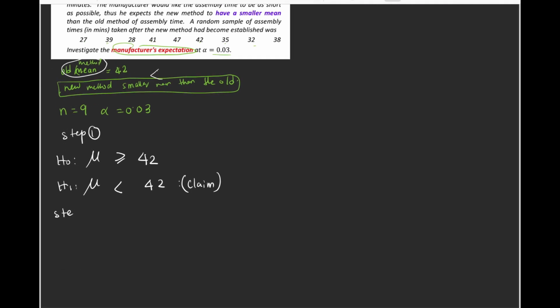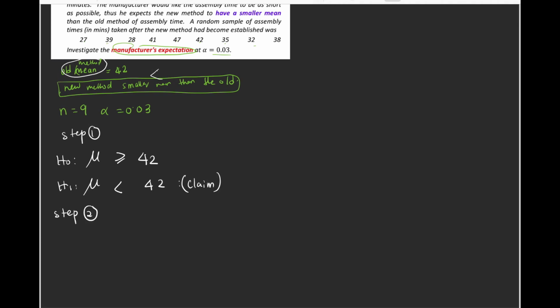So how do you write down the hypothesis? H null, H1. It said that the new method is smaller, less than. Is less than H null or H1? H1. So the mean is mu. So what is the value of this mu? Here the old method is 42. So mu is less than 42. This is the manufacturer's expectation. So if here is less than, H null is greater than or equal to. Right? So then step 2.